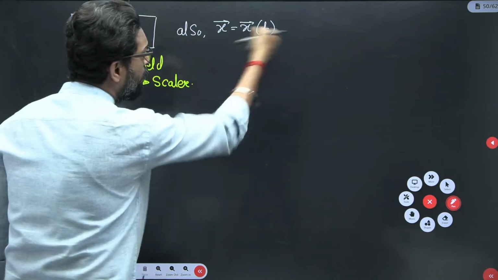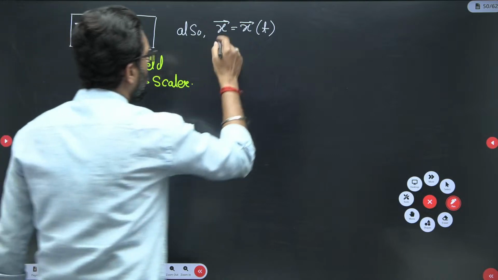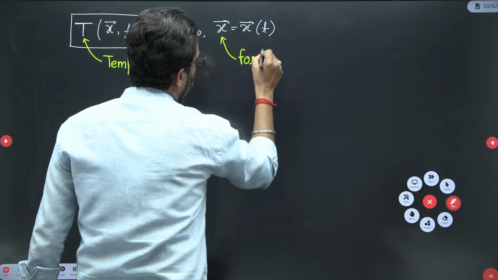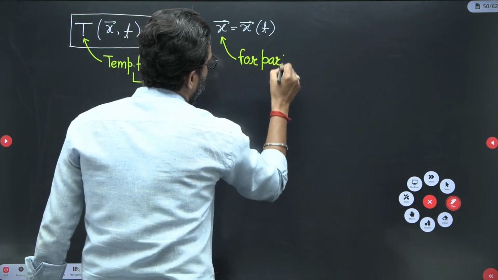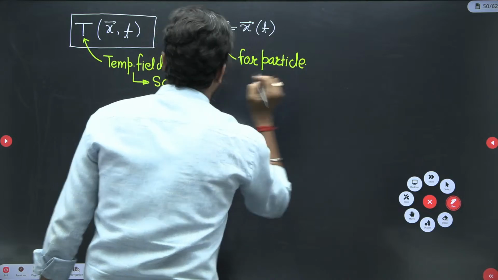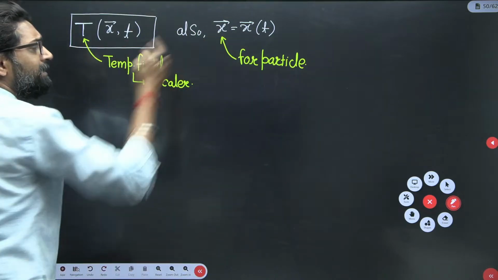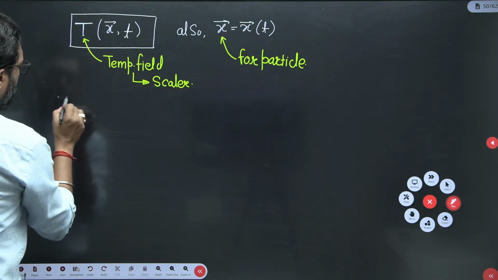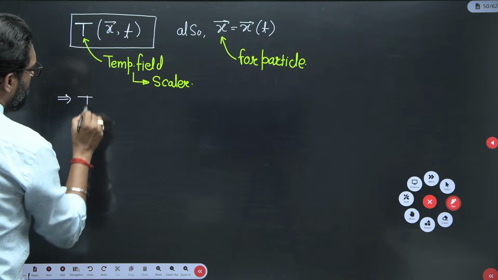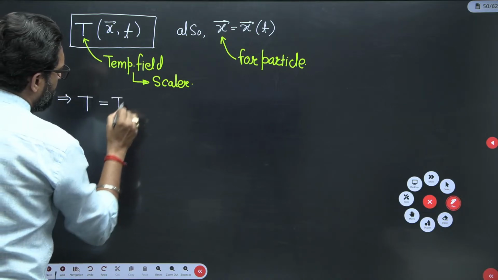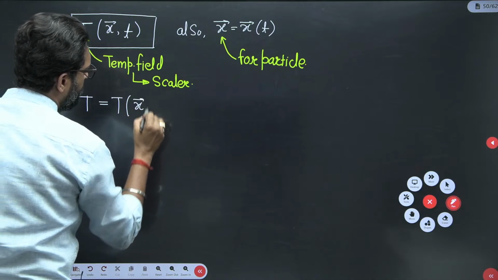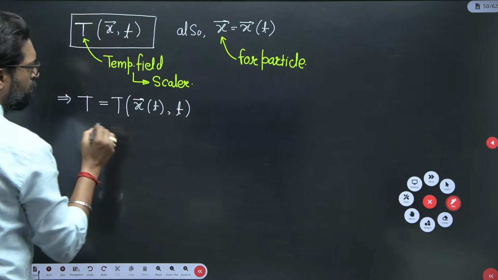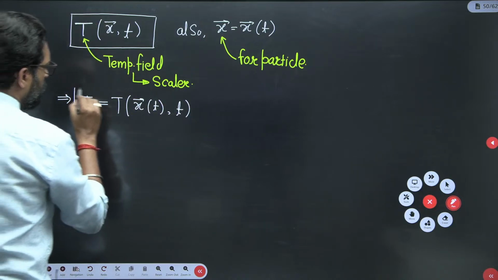So this is for the particles. Essentially this is your Eulerian and this is your Lagrangian. Clear? So if you combine this, the temperature field is a function of x and t. So this is your field notation.